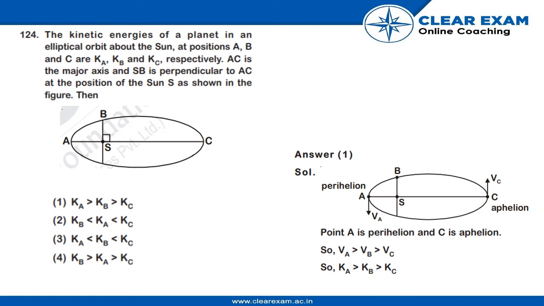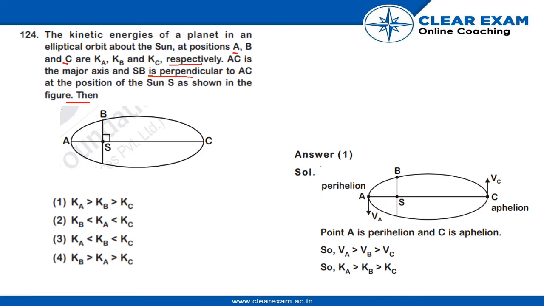Now, in the given question, we have the kinetic energies of a planet in an elliptical orbit about the Sun at positions A, B, and C, which are Ka, Kb, and Kc respectively. Now, AC is the major axis and SB is the perpendicular to the AC at the position of the Sun S, as shown in the figure.